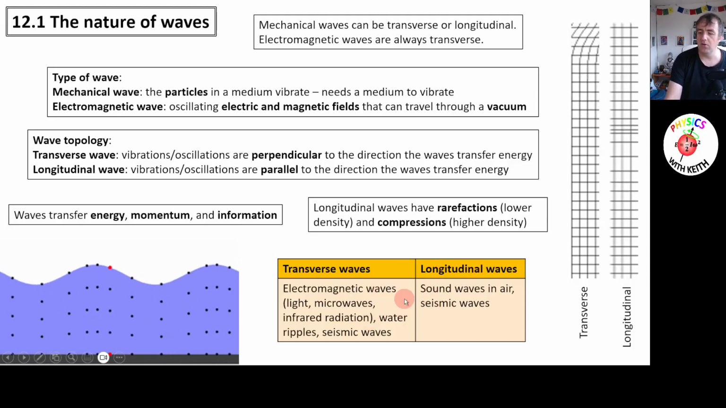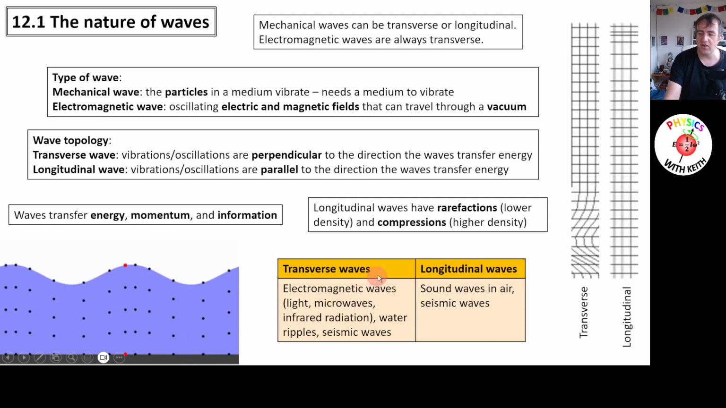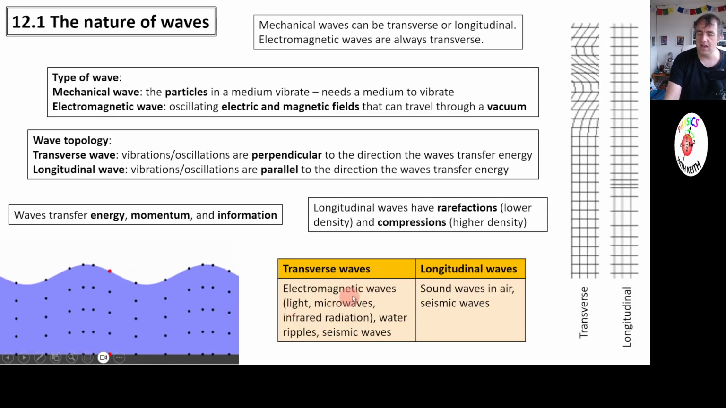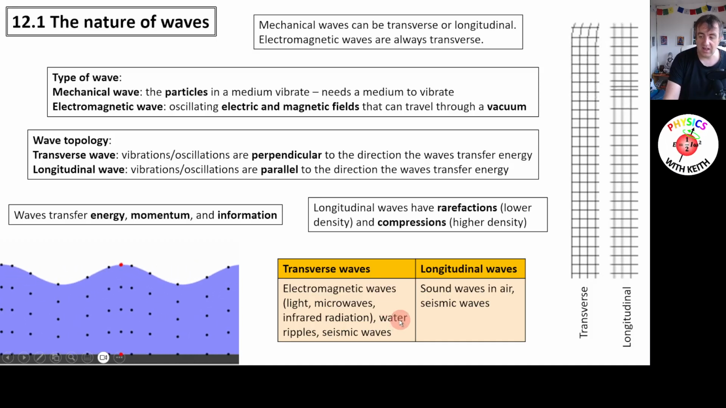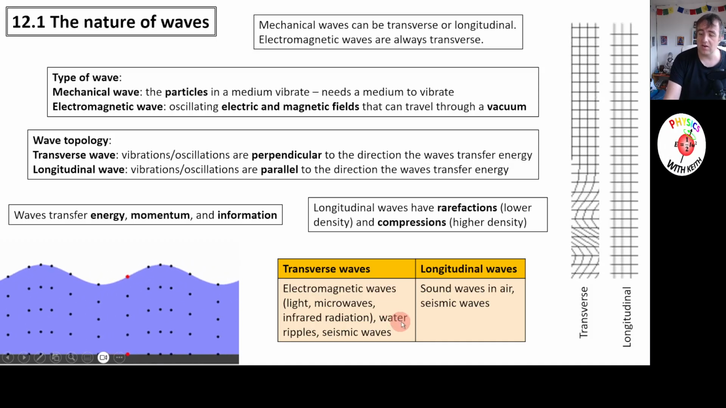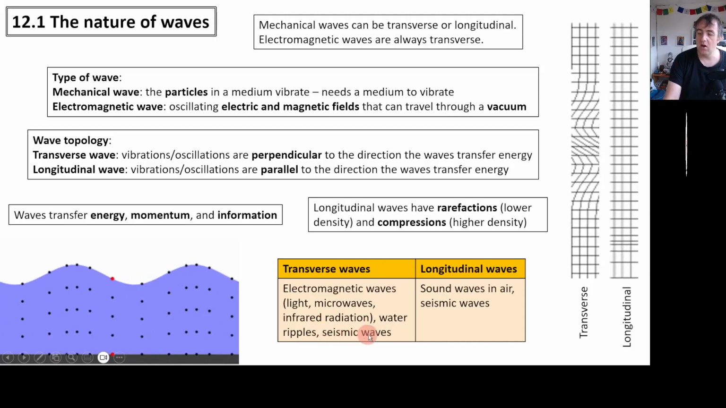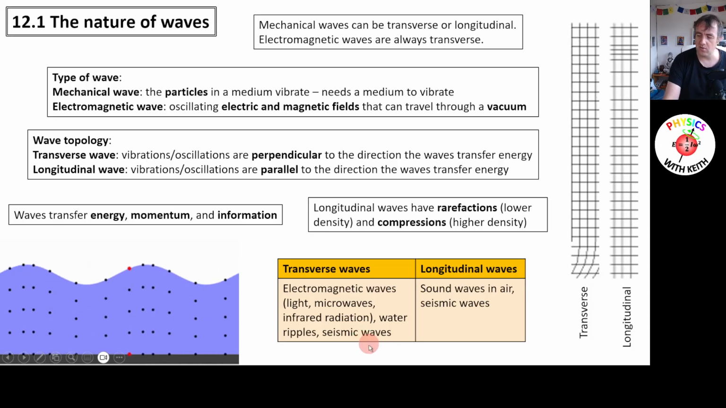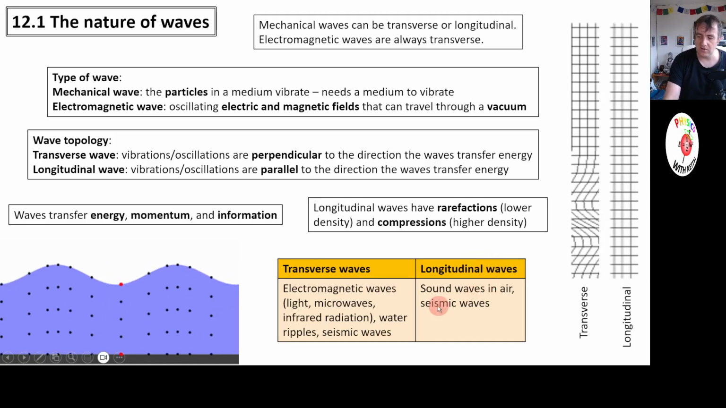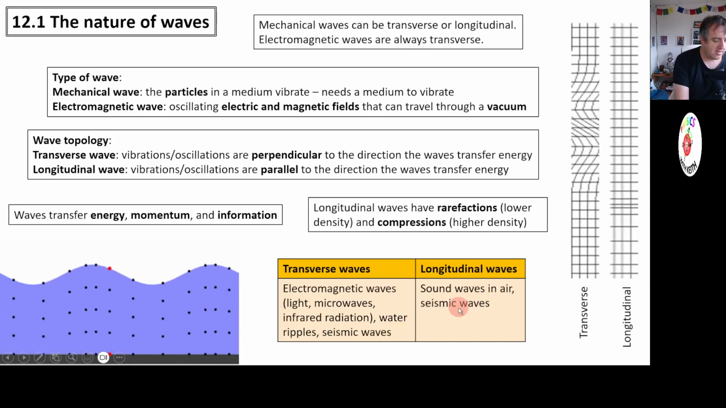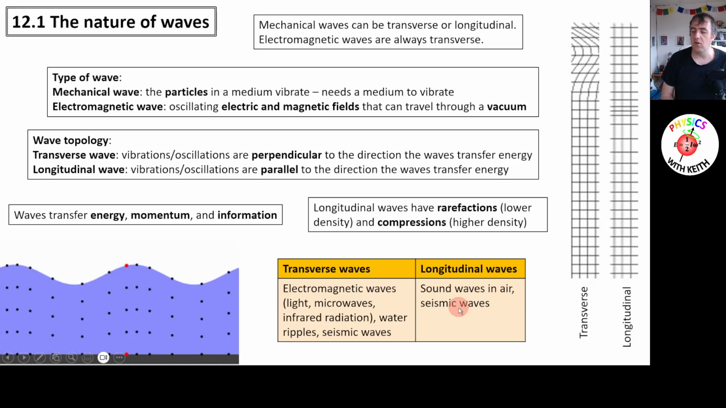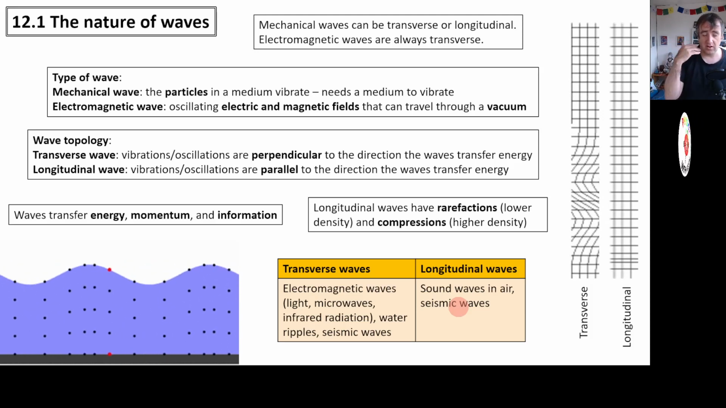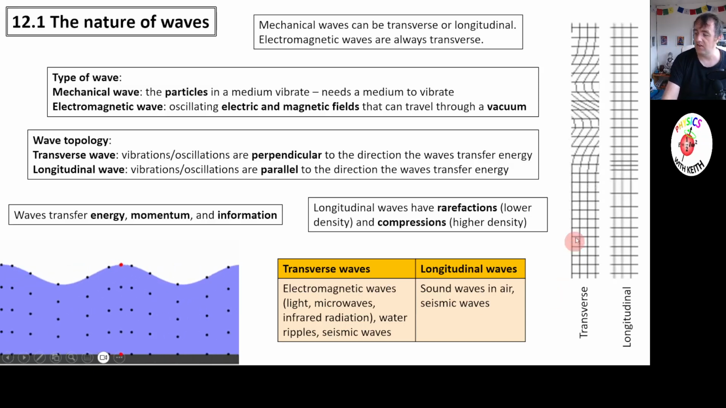So here are some examples of transverse and longitudinal waves. Transverse waves: electromagnetic waves, so light is an example of that. Water waves, we're going to say they're transverse for our exams, water ripples. Seismic waves, so that's earthquakes, that sort of thing. There are transverse waves that are seismic waves. There are also longitudinal waves that are seismic waves. Sound is an example of a longitudinal wave. It's an example of where air pressure increases and decreases.